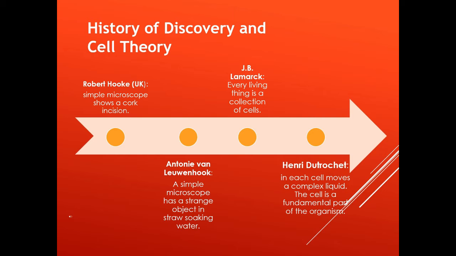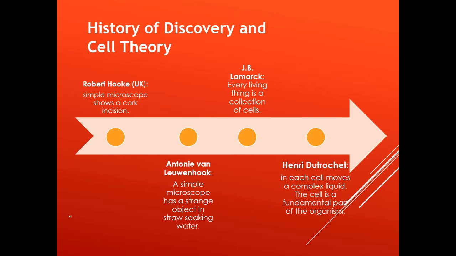He invented simple microscope shows a cork incision, and then it's continued by Anthony van Leeuwenhoek. He invented a simple microscope has a strange object in a straw soaking water. And the third guy is G.B. Lamarck. He stated that every little thing is a collection of cells.